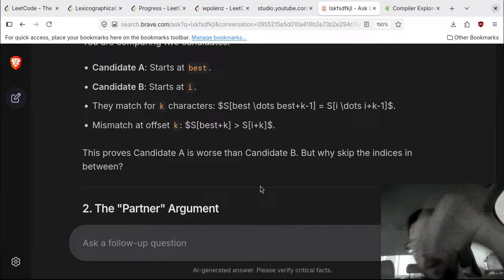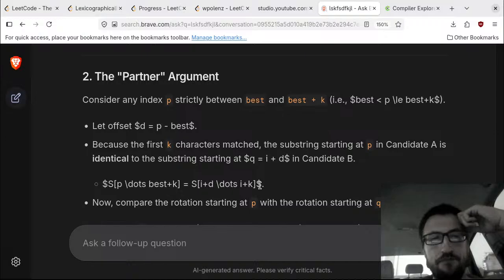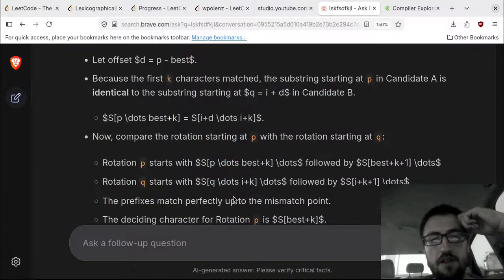Partner argument. Consider any index p strictly between best and best plus k. Let the offset d be p minus best, so p is less than or equal to best plus k. Because the first k characters matched, the substring starting at p in A is identical to the substring starting at q equals i plus d in candidate B. Now compare the rotation starting at p with the rotation starting at q.